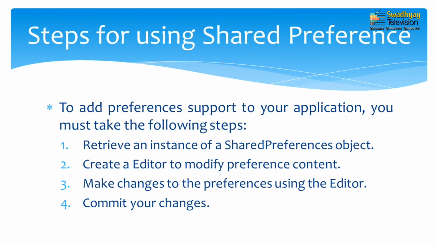Now, we have to follow certain steps for using shared preferences. First of all, you have to retrieve an instance of shared preference object. Then you have to create editor to modify preference content, that means putting content into shared preference. Then you have to make changes to preference using this editor, and finally, you save or commit your changes. So, 4 steps involved in using shared preference.